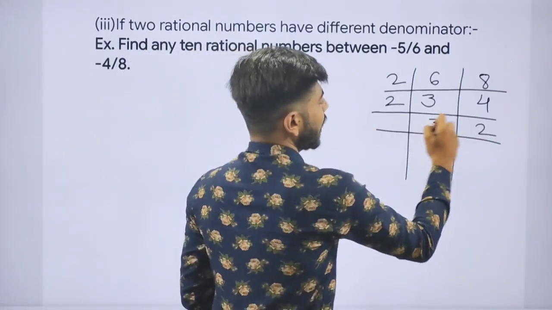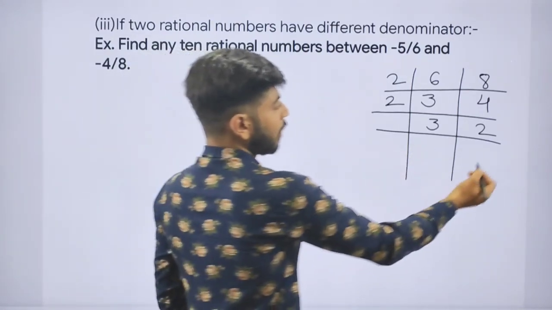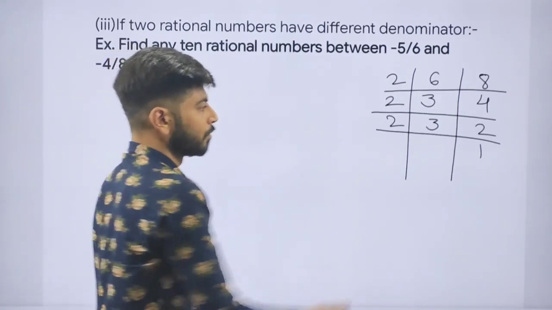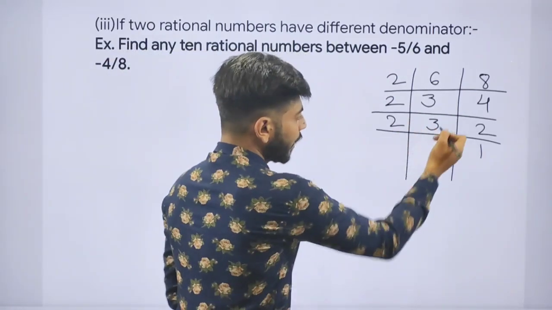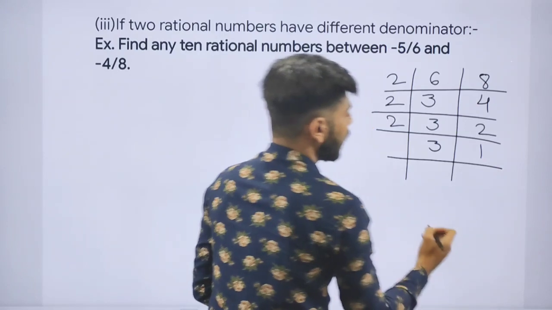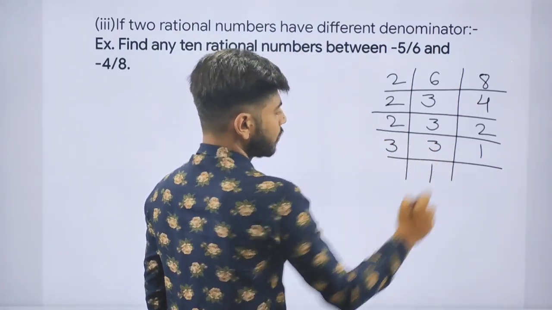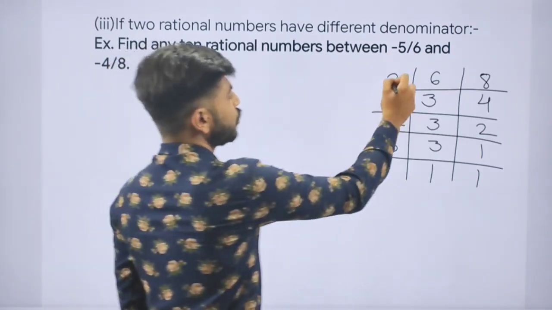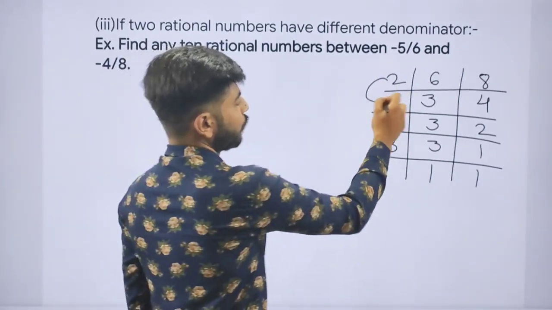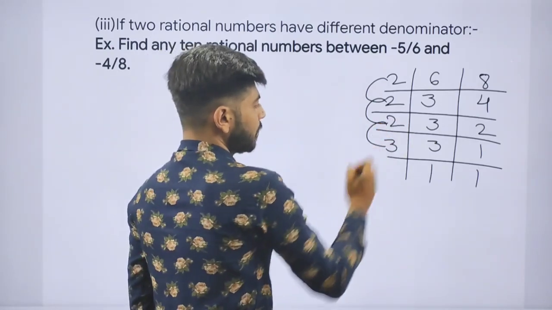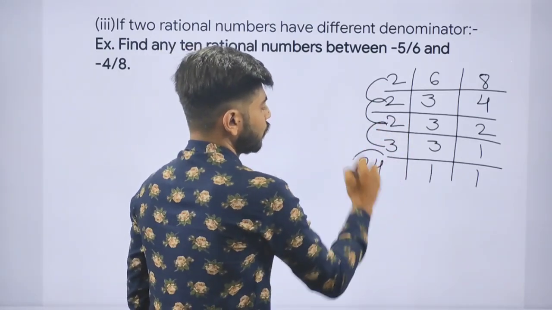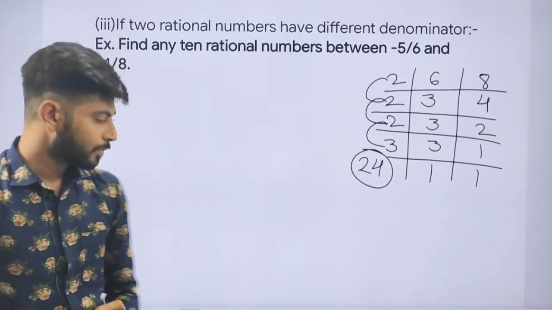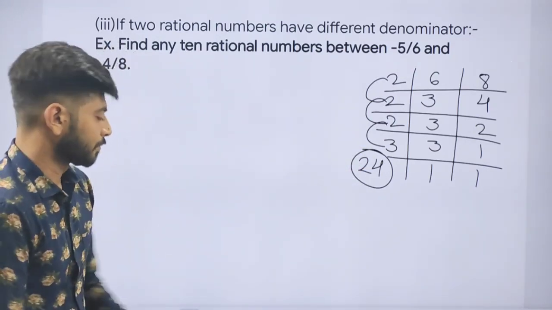So we will put 3 as it is. Then again we can divide 2 by 2, so we will put 1, and here 2 and 3 as it is, and at last we can divide 3 by 3. So what will be the LCM? 2 multiplied with 2 is 4, 4 multiplied with 2 is 8, 8 multiplied with 3 is 24. So we got 24 as the LCM. So what we will do?